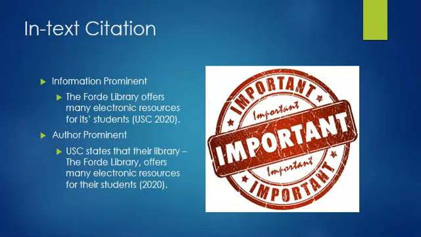On the other hand, if we consider author prominent in-text citation, meaning inside our paper, we will put the author first, and this is done if the author is an expert, if his or her opinion has weighting in a certain field or discipline. So for my example here, USC, the corporate author, would come first, and then the content or the information will come afterwards.